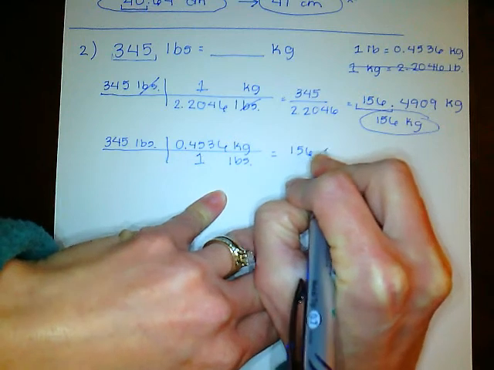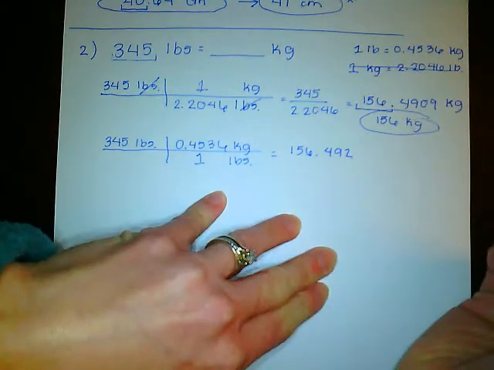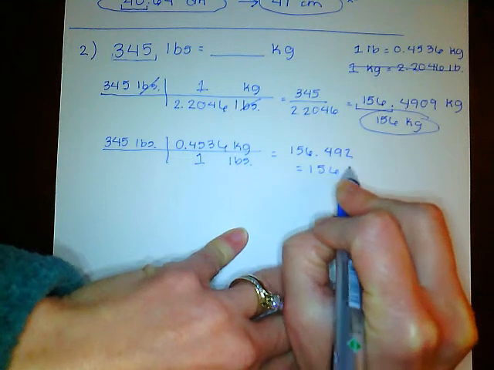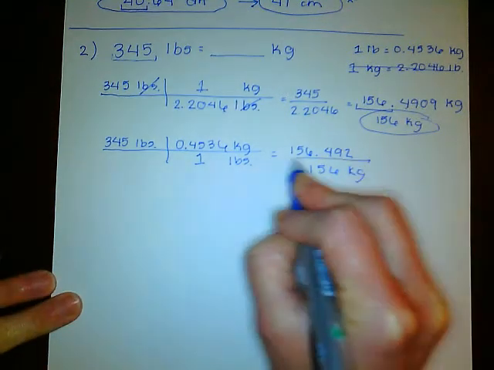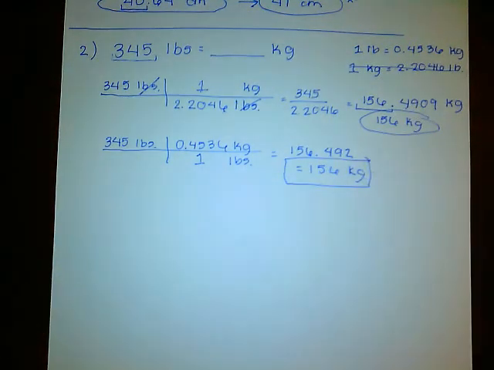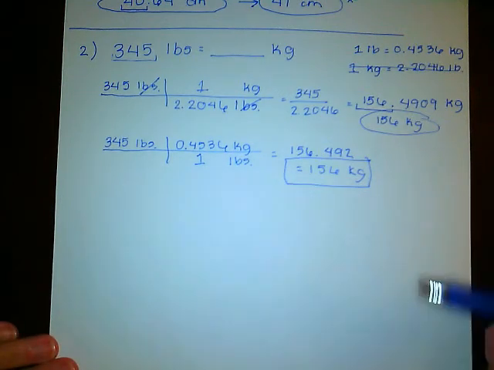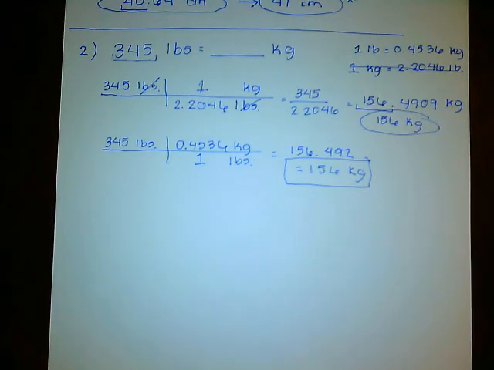Take you a minute here to put that into your calculator, and lo and behold, you are going to get 156.492, which again, sig figs, would be 156 kilograms. So my point is, it does not matter which conversion factor you use, as long as you are setting it up so that your units cancel out, you're going to get the correct answer either way.